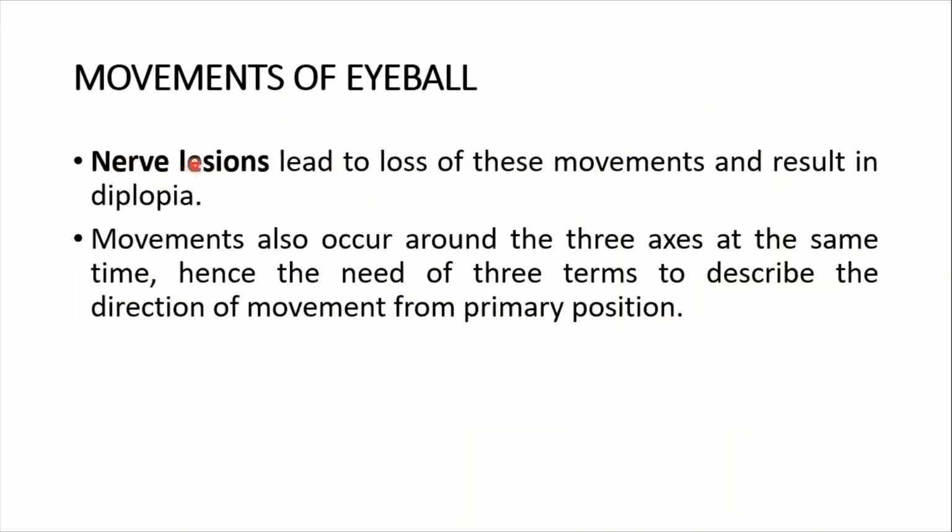So a word about nerve lesions here. They lead to loss of these movements and result in diplopia. It's a generalization; I will tell you briefly about nerve lesions in the end. Movements also occur around the 3 axes at the same time. Hence the need of 3 terms to describe the direction of movement from the primary position.